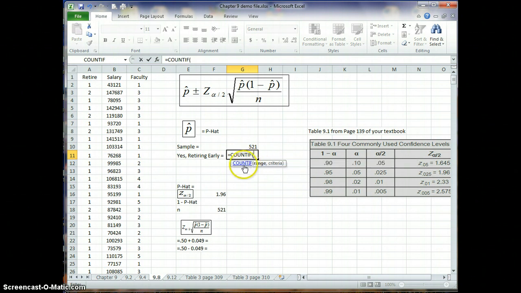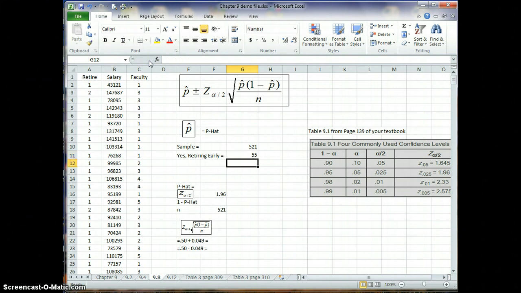So I'm double clicking on that. The first thing I'm going to do is put in the range. In this case, since the label retire is in A1, the range starts at A2. And we know that there's 521, so I'm not going to scroll down, but it actually goes to A522. Then I put the comma, and so that's the range, and now I put in the criteria. All I need to do is enter the number 2 for the criteria, close the parentheses, and click the check to enter, and it indicates that there's 55 professors planning to retire early.